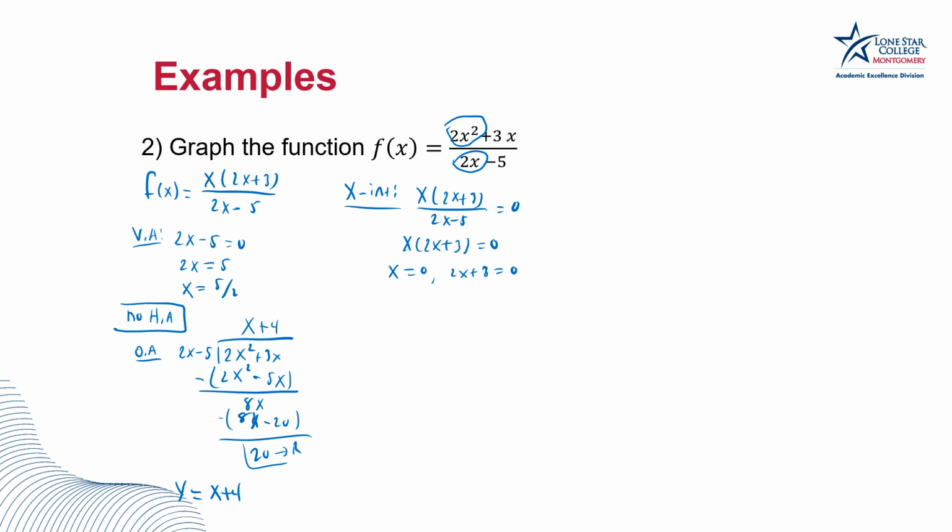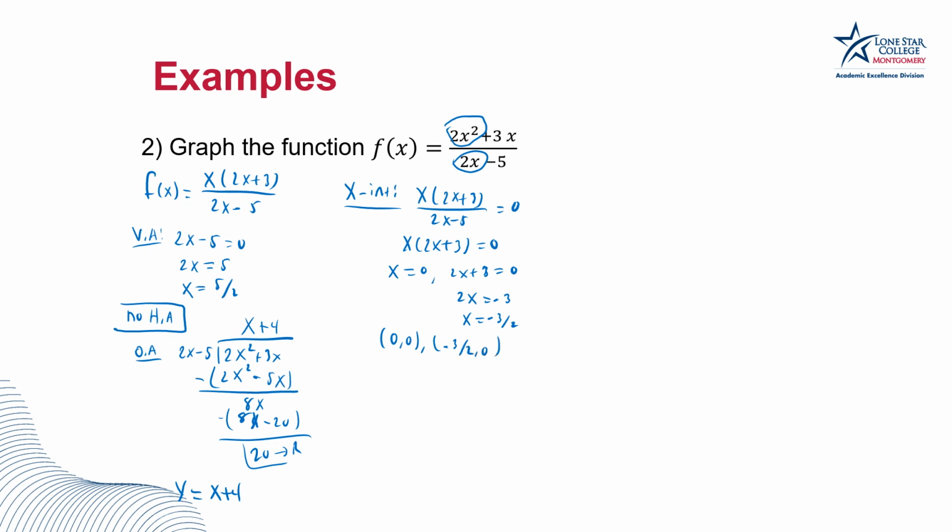And then we know x equals 0, that's 1. The other one is we solve for x, so we subtract 3, so 2x equals negative 3. And divide by 2 both sides, x equals negative 3 over 2. So there, as points, our x-intercepts are going to be (0, 0) and also (negative 3 over 2, 0).